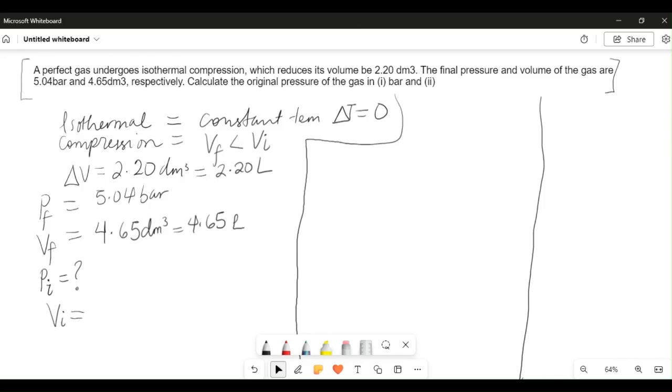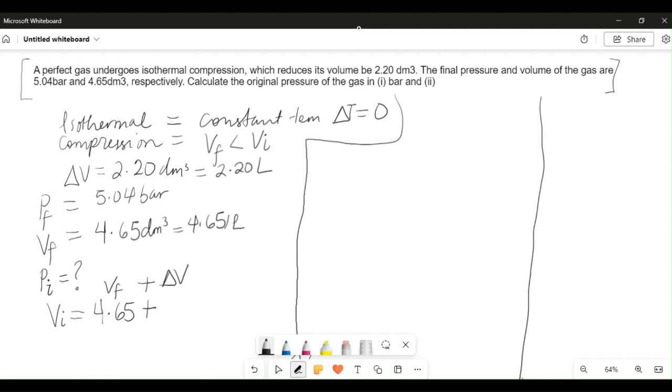Well, the initial volume is just going to be the final volume, which is 4.65, plus the change in volume. This is just us remembering that since this is a compression situation, we're going to have a higher volume number for the initial volume. So it's going to be a plus sign, right? You already know the situation here: the final volume is less than the initial volume, so the change in volume added to the final volume is going to give you the initial volume, since we're dealing with a compression.